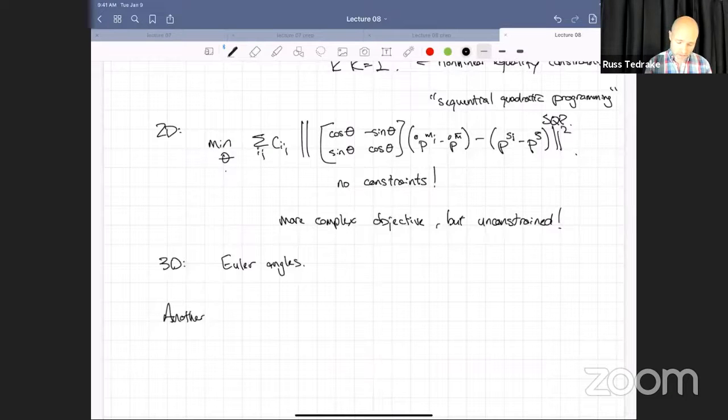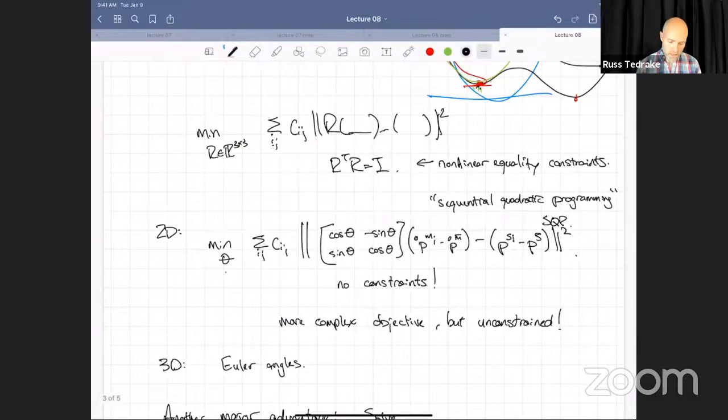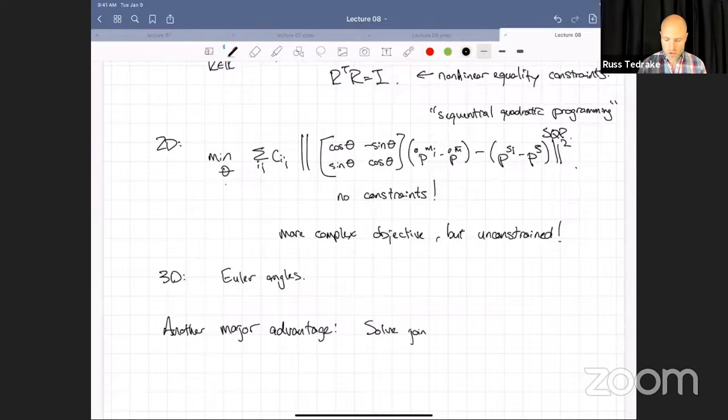Another major advantage of switching to the non-convex problems is that we can solve simultaneously for the correspondences and the pose objective. There's really no reason not to. The reason we didn't before is that C and R would be multiplied by each other, so the problem wasn't jointly convex in C and R. But I can now solve jointly for correspondences, let's say for C and R.